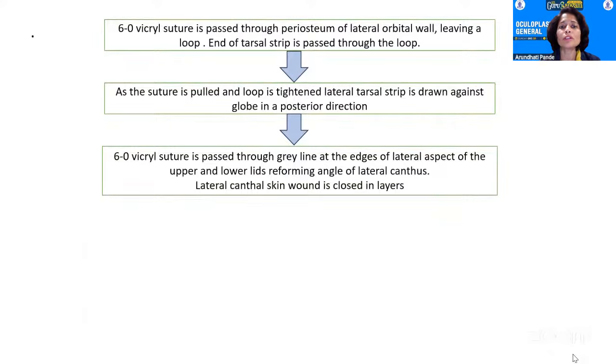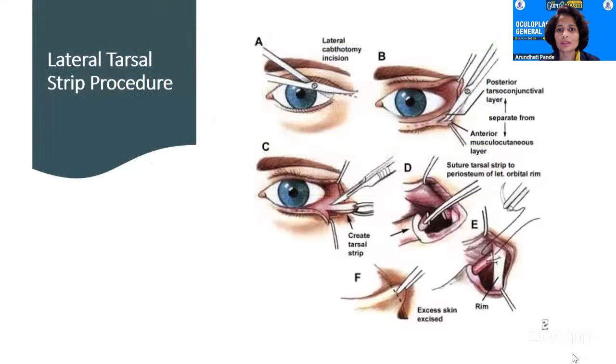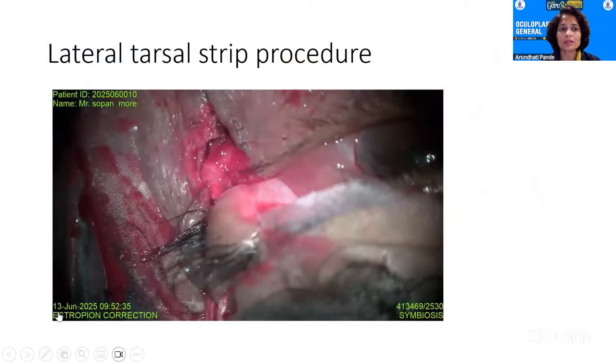As the suture is pulled up, the loop is tightened. The lateral tarsal strip is drawn against the globe in the posterior direction. And 6-0 Vicryl is passed through the gray line at the edges of the lateral aspect of the upper and lower lid, reforming the angle of the lateral canthus. Lateral canthus skin wound is closed in layers. So yes, these are the pictures. Here I'll be doing a canthotomy incision. The posterior tarsal conjunctival layer is separated from the anterior musculocutaneous layer to create this tarsal strip. And this is actually the periosteum and it is sutured. Yeah, so that is the lateral tarsal strip procedure.